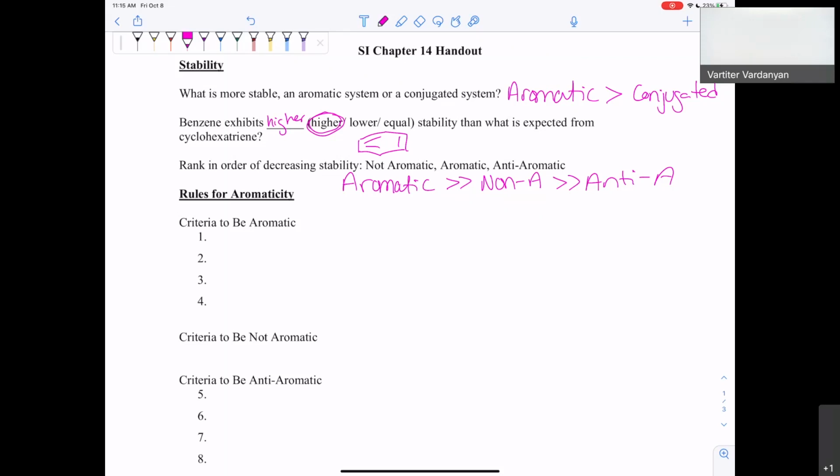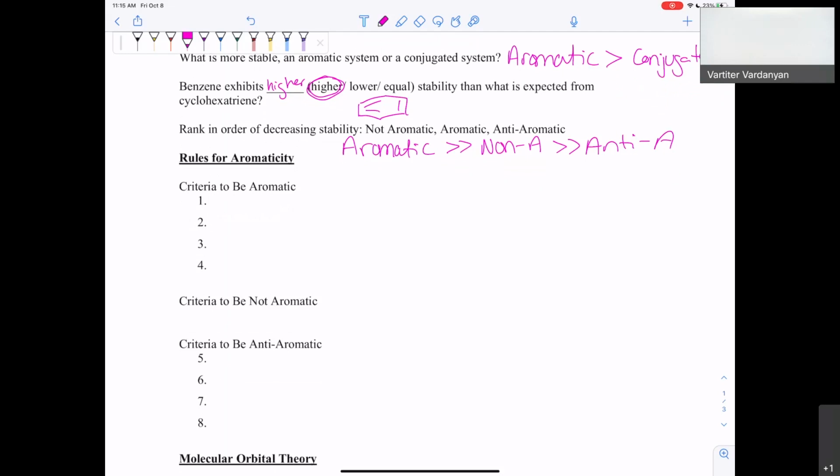But anything that's non-aromatic is pretty much anything hanging out. It's whatever, it's in the middle. It's kind of like isolated. But then aromatic is super good. Okay, so the criteria to be aromatic, there's 4 things. Did you guys cover that in lecture at all? You did? Okay, so what are they?